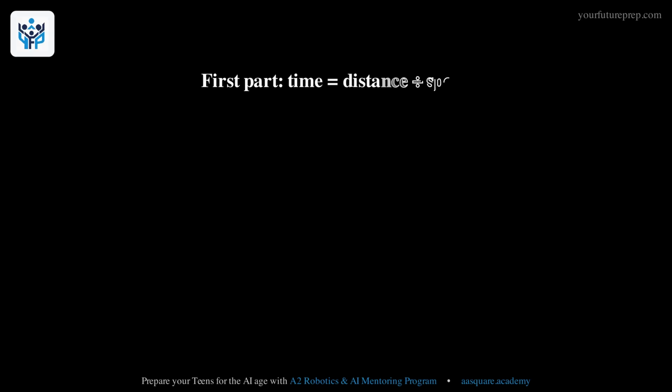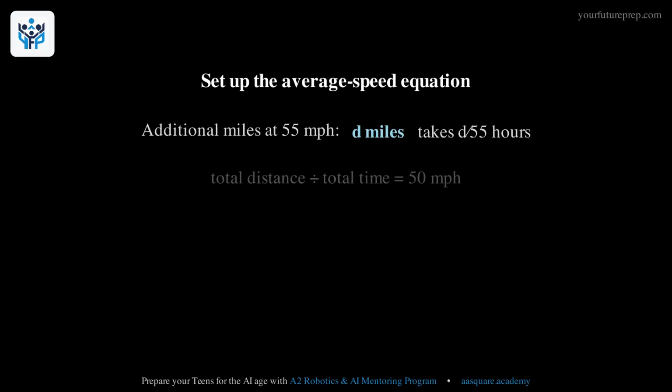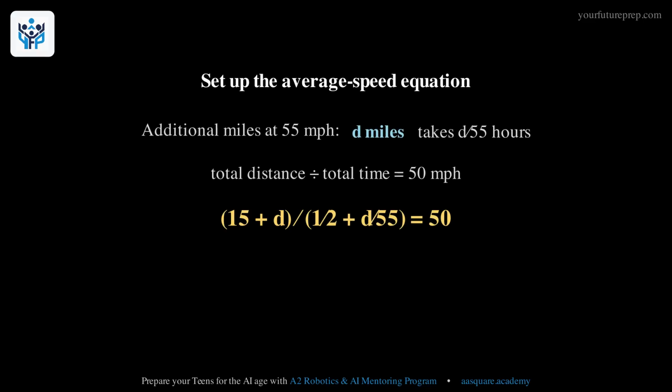Let's start with what we know. The first 15 miles are driven at 30 miles per hour. Since time equals distance divided by speed, that first part takes 15 divided by 30, which is 1/2 of an hour. Now let d be the number of additional miles driven at 55 miles per hour. That part takes d divided by 55 hours.